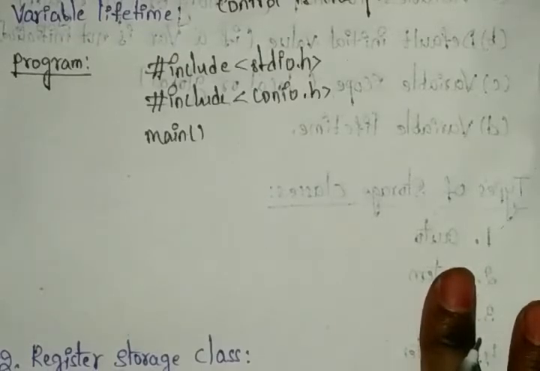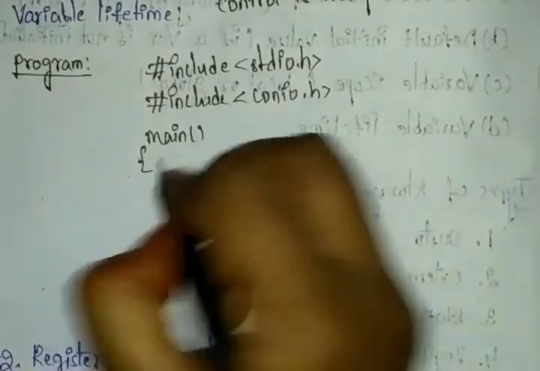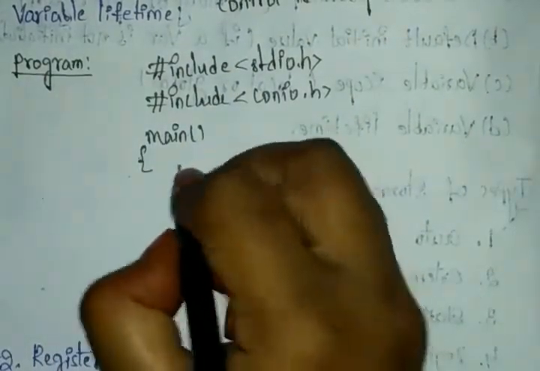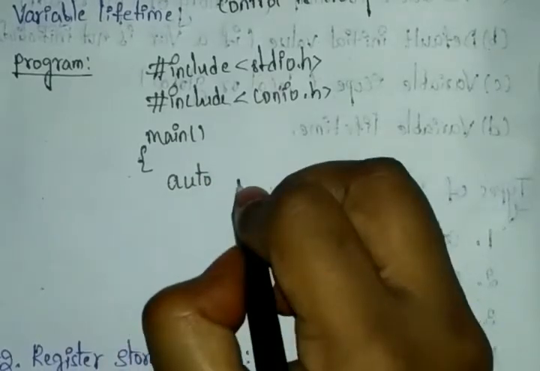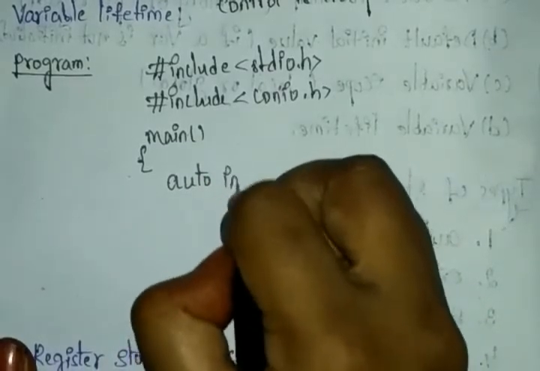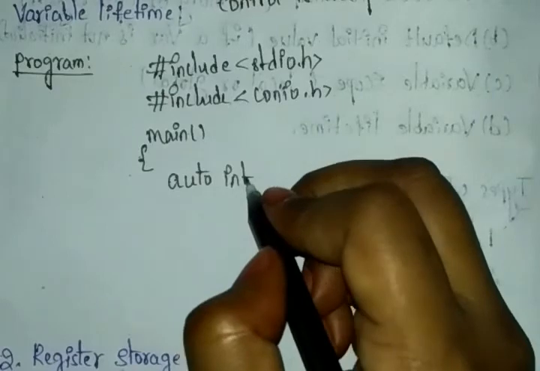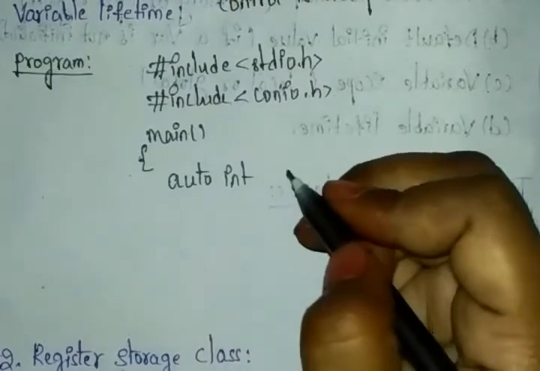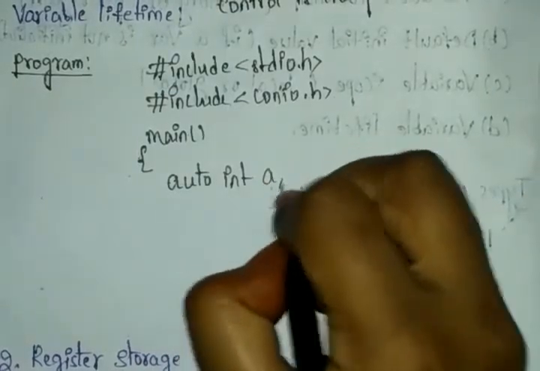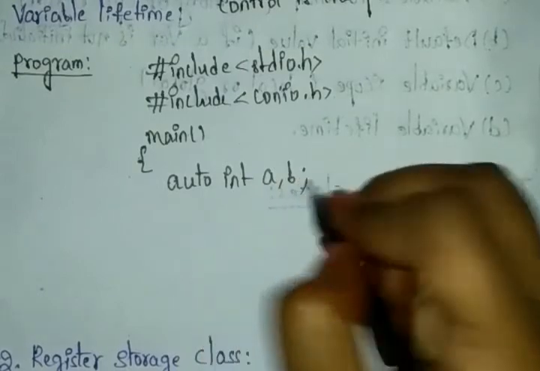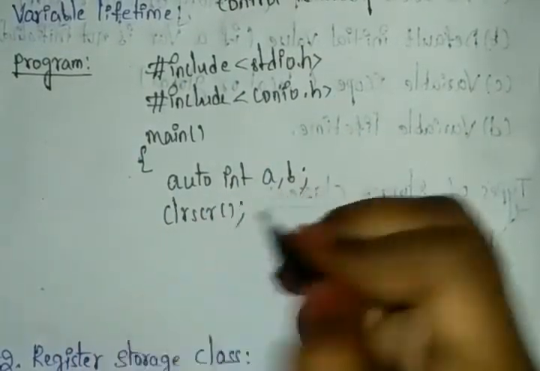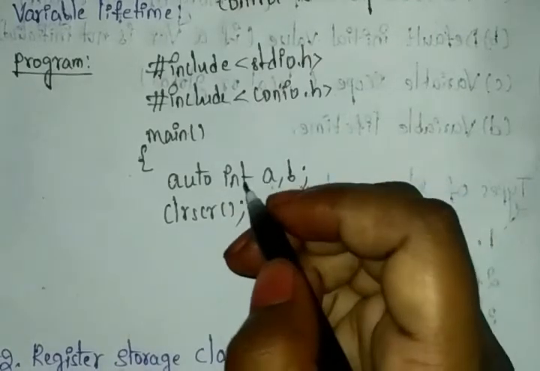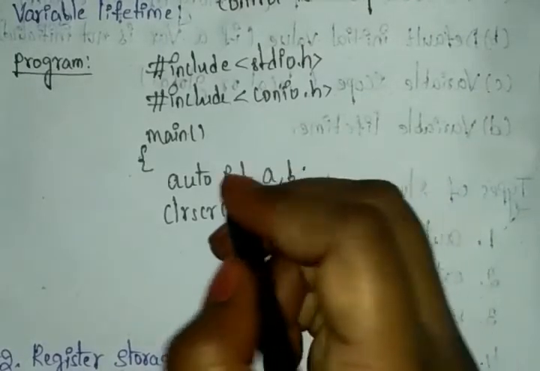Inside you can write our variables and then open the main function. Here I am declaring the auto storage class, and next we have the data type, and after that you can use our variables. Here I am using variables like a comma b, and next clrscr, to clear the screen. If you performed any previous programs, their output will be cleared by clear screen.